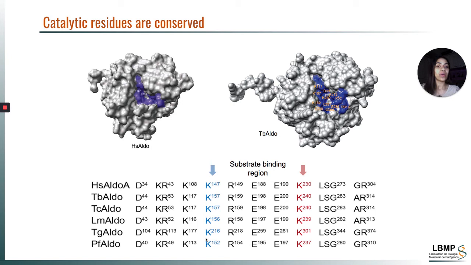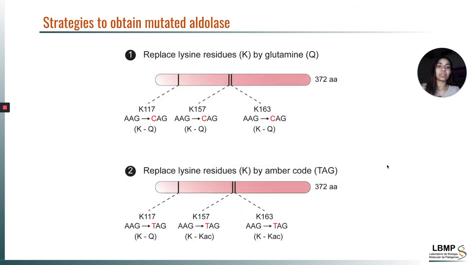So to verify if these residues could play a role in enzyme activity, we generated mutated versions of parasite proteins when we replaced the lysine for a glutamine that mimics an acetylated lysine. We designed two strategies to obtain the mutated aldolase for the homolog human 157 and also for residue 117 and 163, which we detected acetylated in our analysis, and they are located close to the catalytic site of this enzyme.